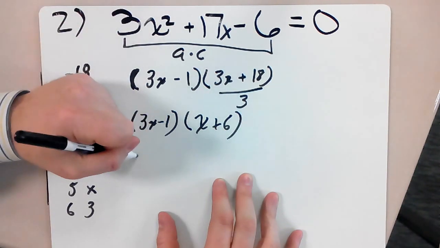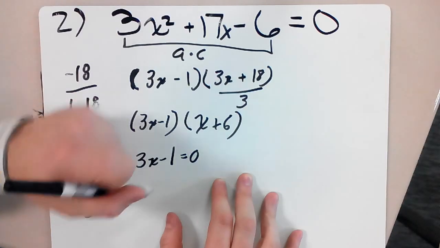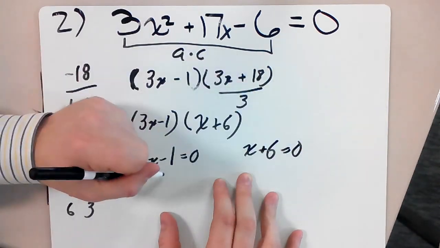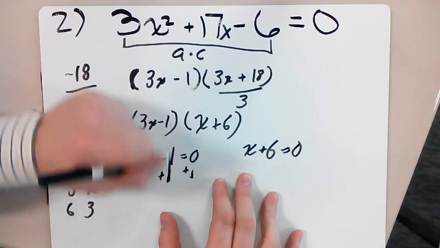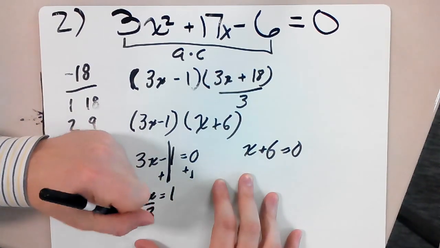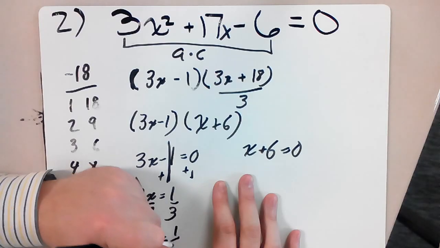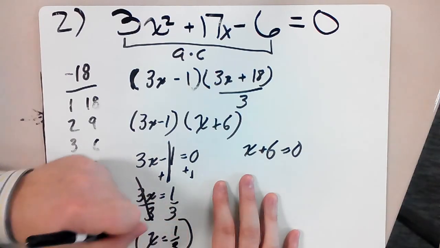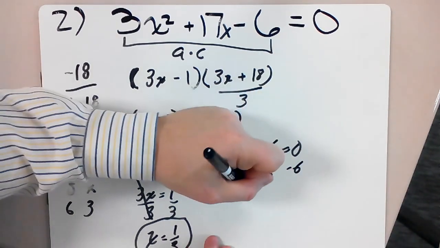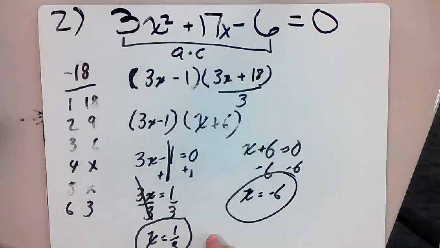Now I'm going to solve this. So I got 3x minus 1 equals 0, and then I have x plus 6 equals 0. Now I'm going to add 1 to both sides. That's 1. So I got 3x equals 1. Divide by 3, so x equals 1/3. By the way, this is why I have been writing out the solving process for simple factoring the whole time, so you guys could see that sometimes a is not going to be 1 and you have to solve for x.